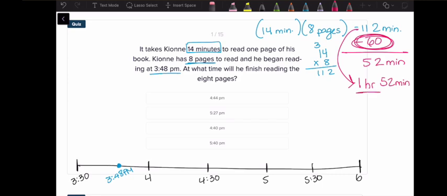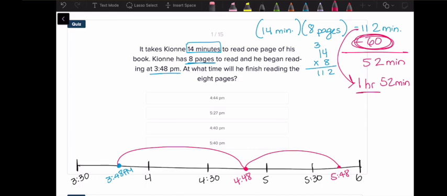So from 3:48, I can jump the first hour, and for being realistic, it should land me around here. So this would be 4:48, right? Now, 52 minutes is almost a whole other hour, right? So if I were to jump another hour, it would land me at 5:48.